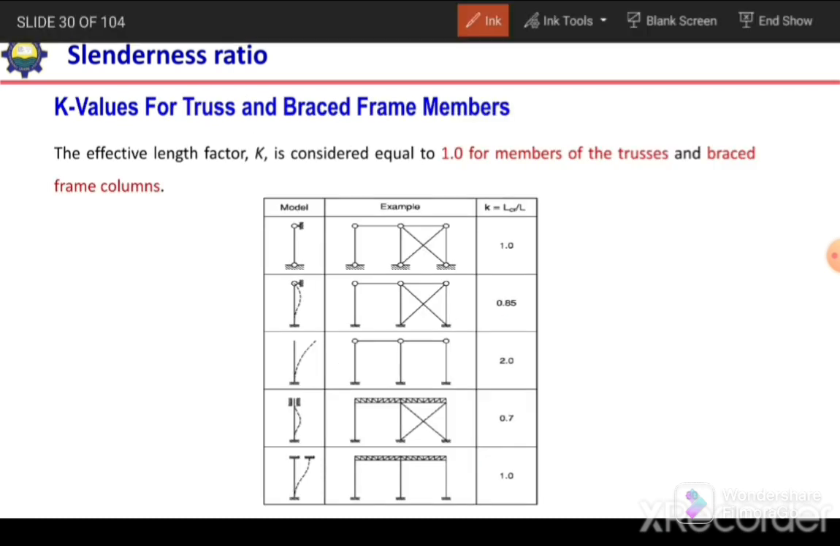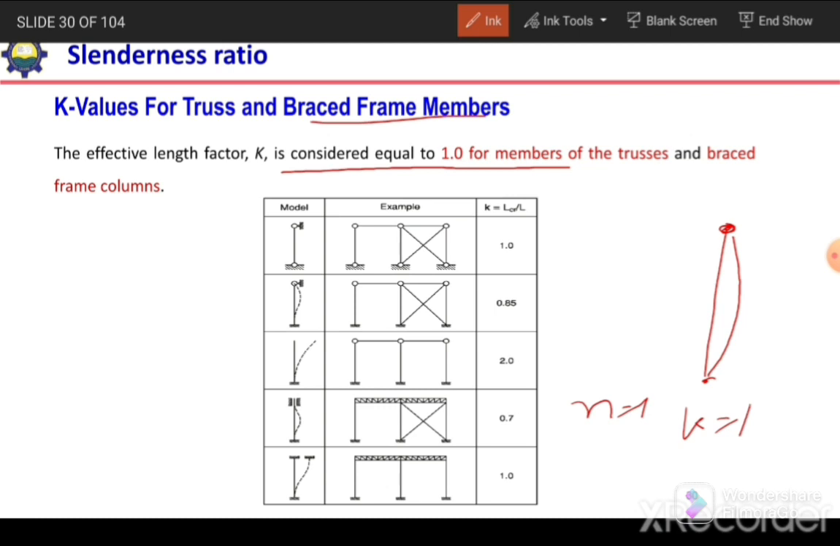Okay, so K value for truss or brace frame members. In case of truss members, the K value can be considered equal to 1, because in case of trusses, we assume that our connections are pinned connections. So we consider the pin connection at the end of the member. In that case, we will have a curvature like this. So N will be equal to 1 and K will also be equal to 1.